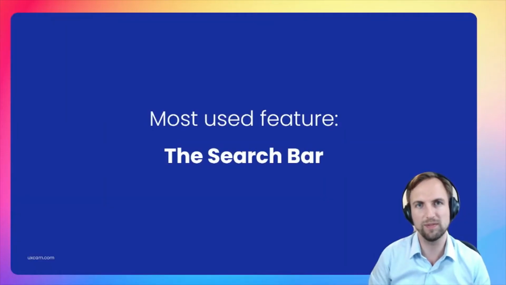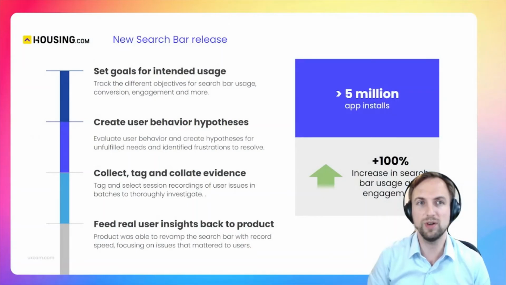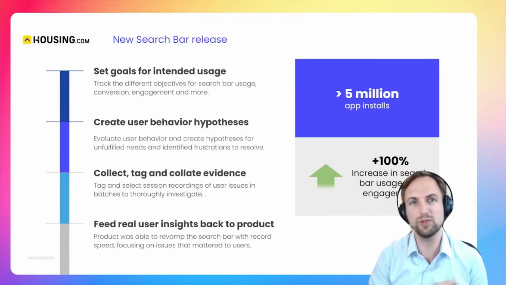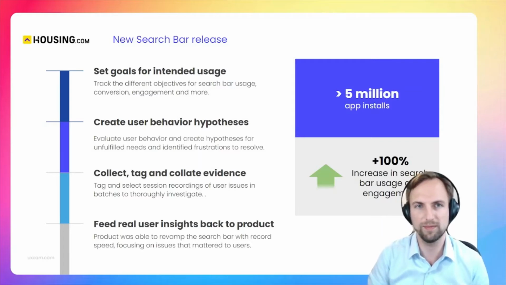So they started to look, what is the most engaged feature in our app? It's the search bar, the first thing that people use, but it's like a portal. One tap, and it has to do everything magically. That's tough. So they decided for a new search bar feature update.